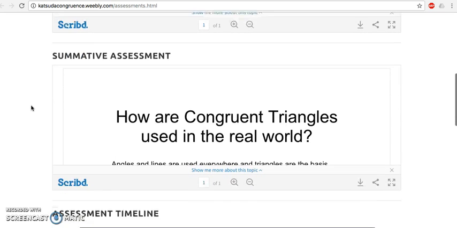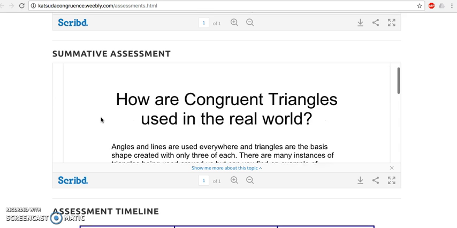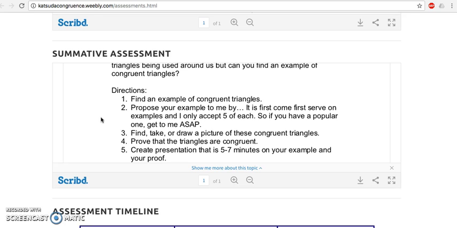The summative assessment is going to be a presentation on how congruent triangles are used in the real world. The directions are for them to find an example of congruent triangles. Next is to propose their example to me by a certain date, depending on when this presentation is brought up to them. It is first come, first served, because I only want to accept 5 of each example, since I know a lot of students probably want to go the easy way and just do architecture, and there are a lot more ways than just architecture.